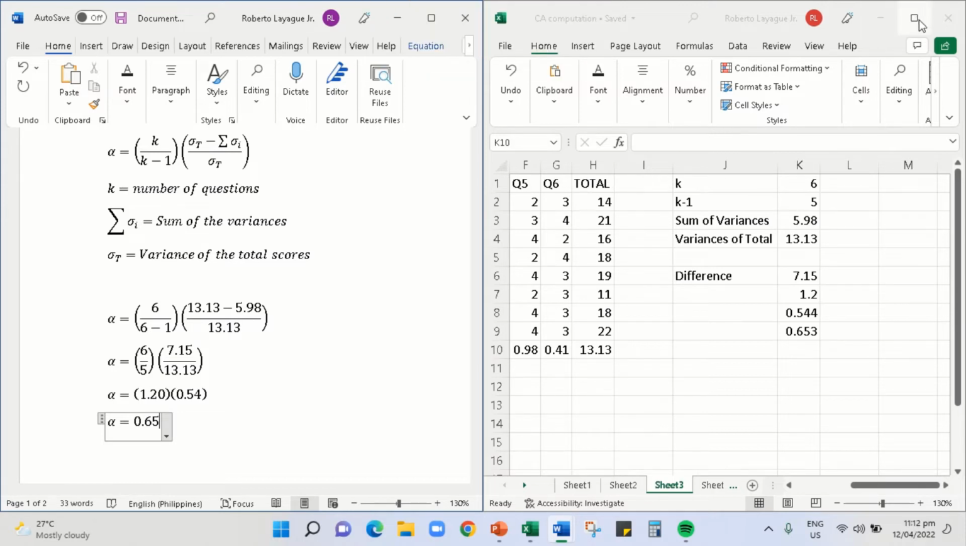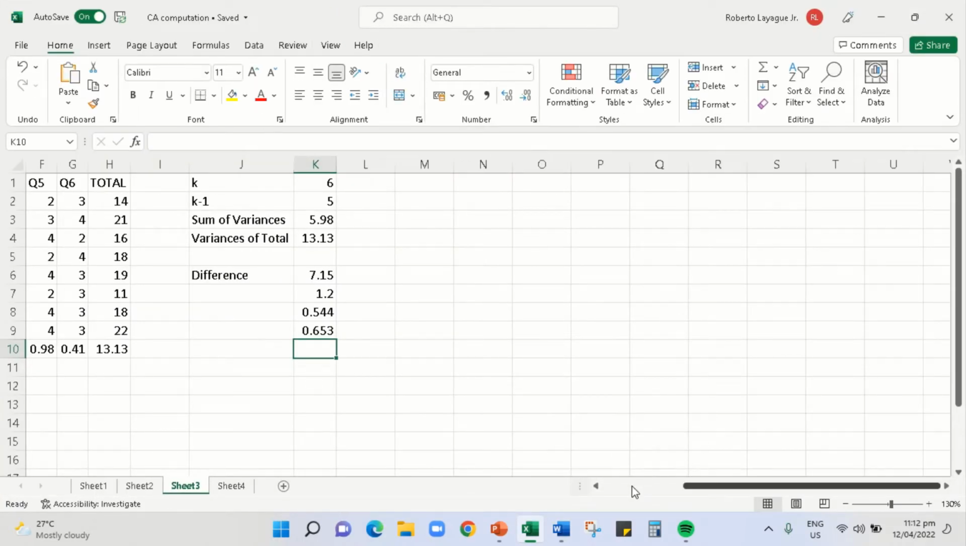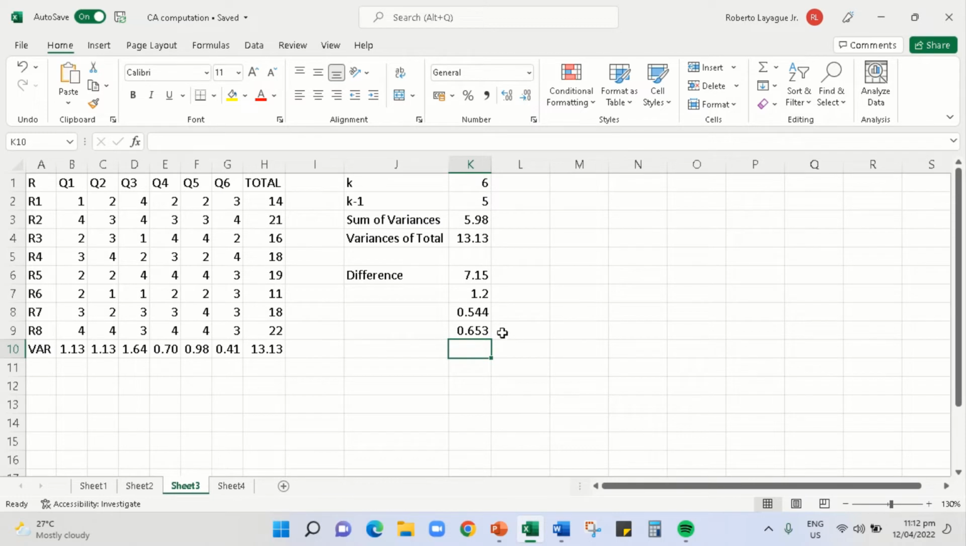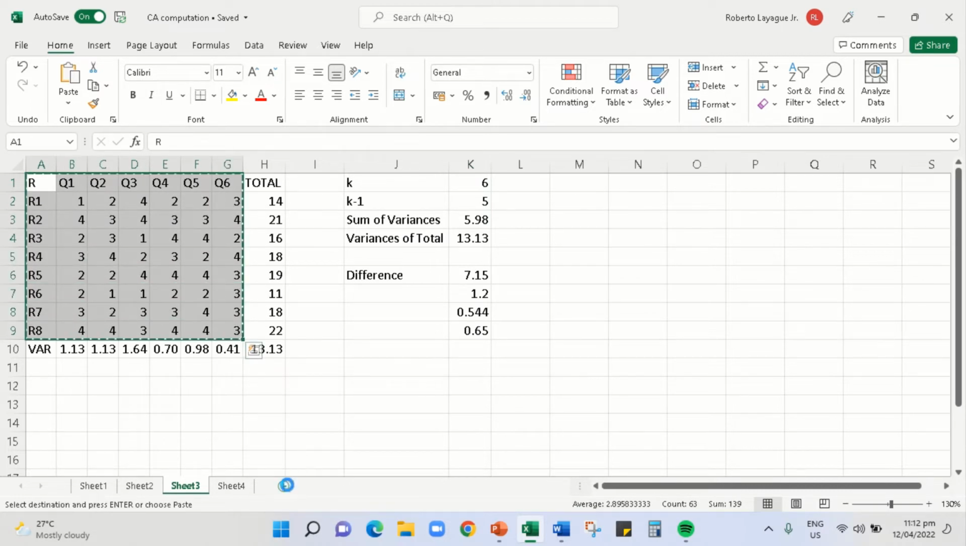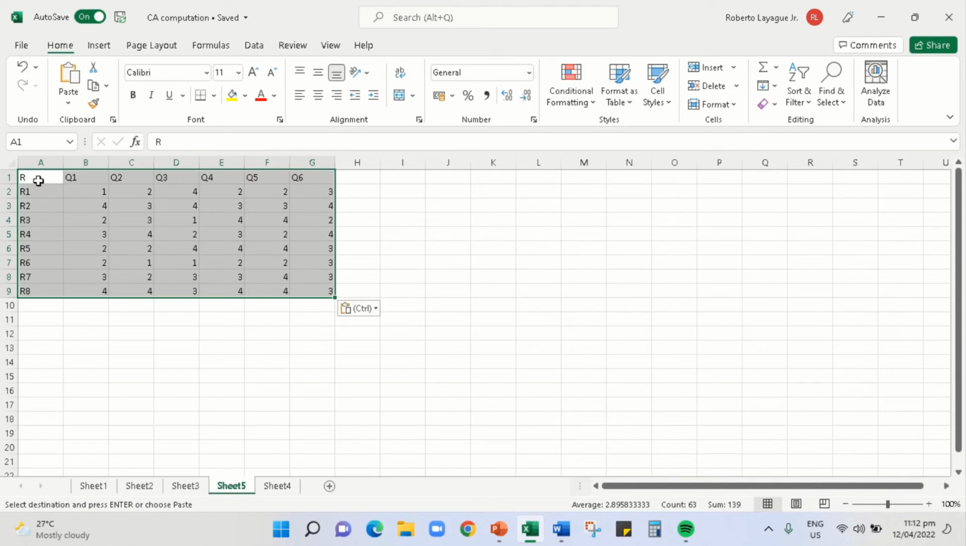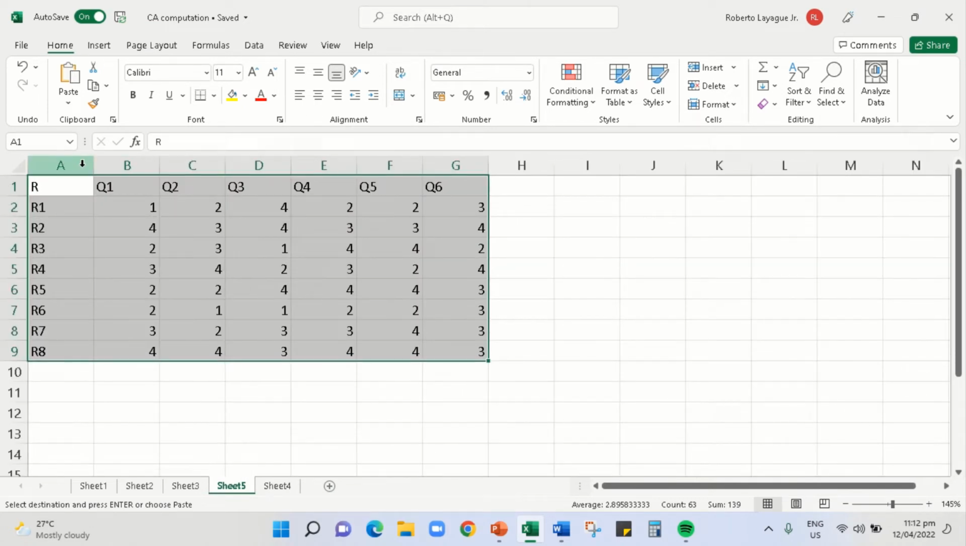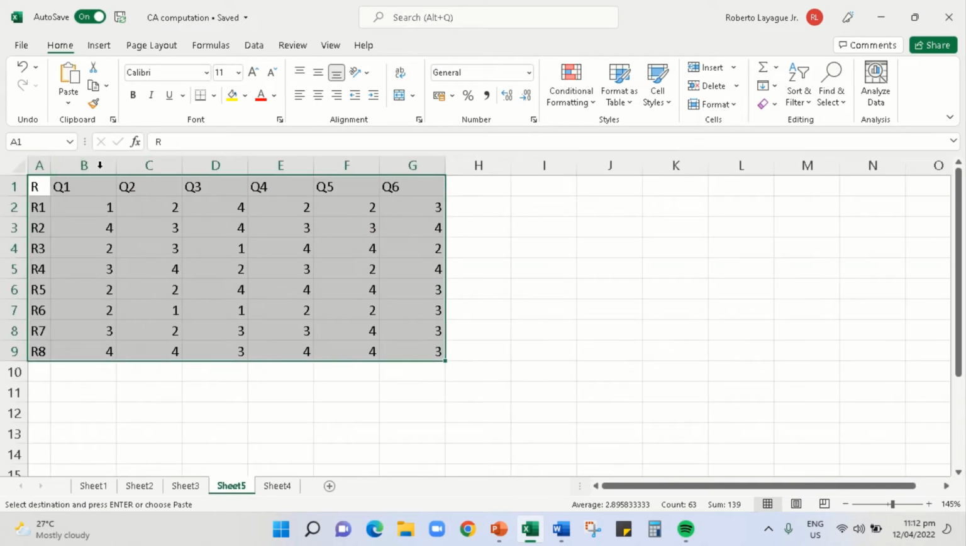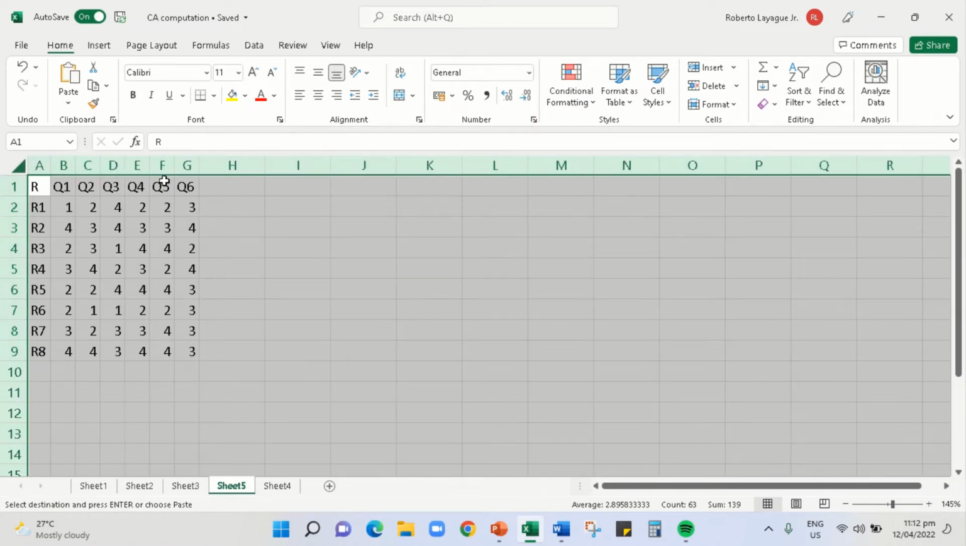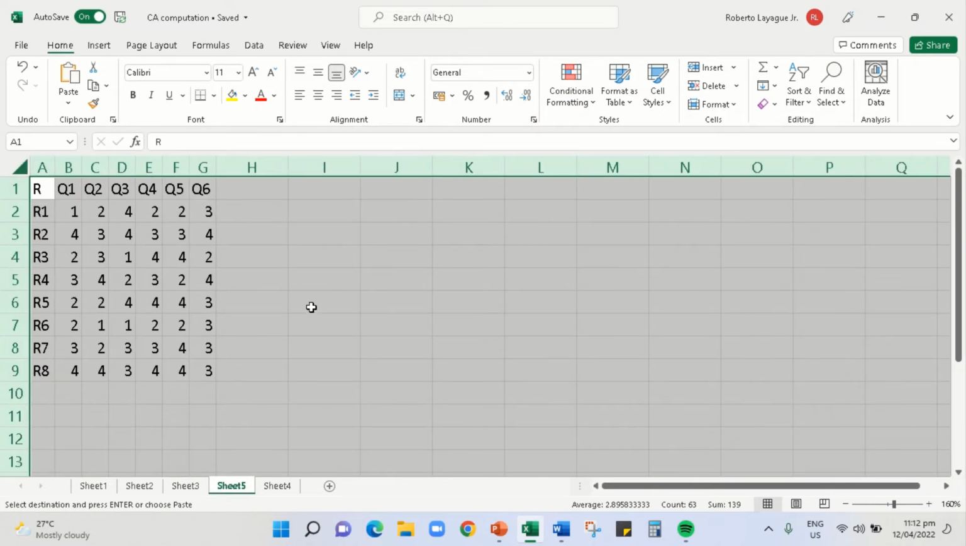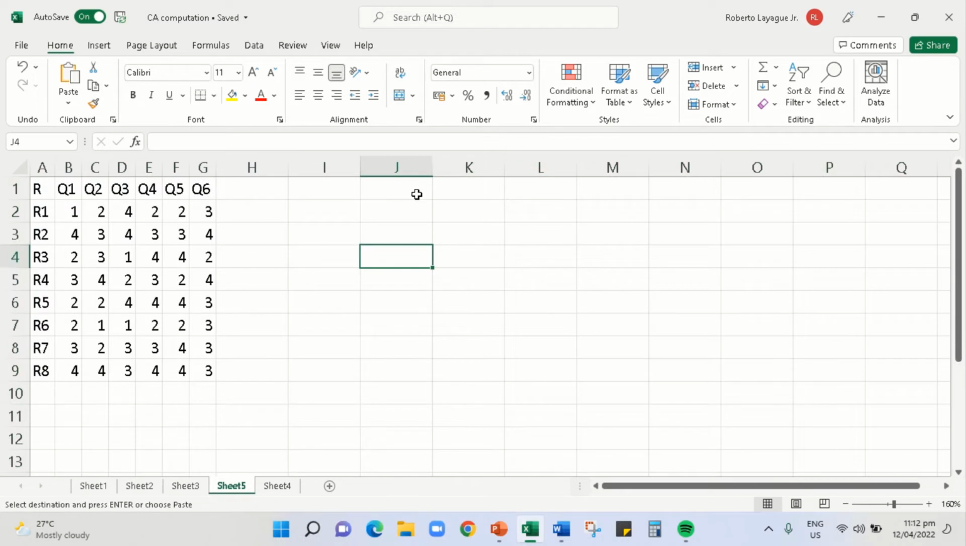So let me just maximize again my screen. Same data, so what we get is 0.65. So this is now our Cronbach alpha. So I have the data, I have the file as well. Let me just get this one and create a new sheet. Let me have this one smaller in screen. Okay, now what I'm going to do is get the correlation of each question. We're going to get the internal consistency of question 1 to question 6.